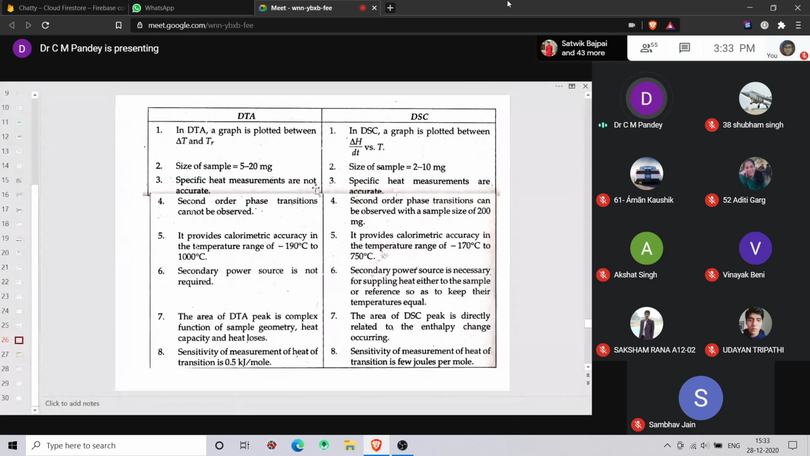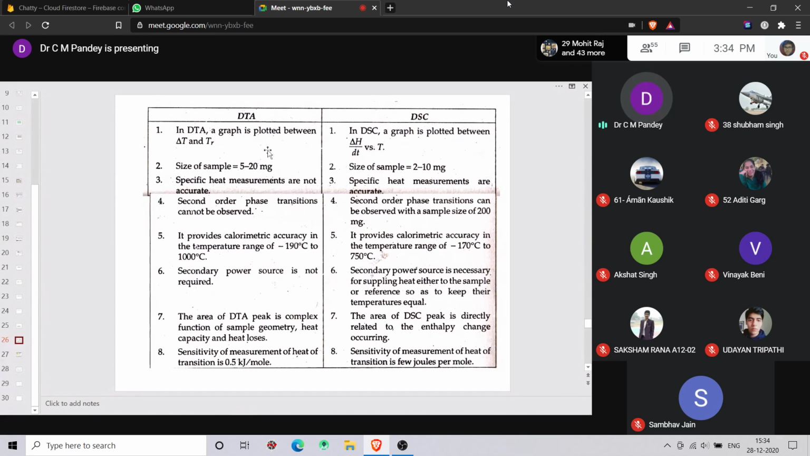Second order phase transitions cannot be observed in DTA, but in DSC you can observe the second order phase transitions. DTA provides calorimetric accuracy in the temperature range minus 190 degrees centigrade to 1000 degrees centigrade, whereas the accuracy in DSC is minus 170 degrees centigrade to 750 degrees centigrade. In DTA, a secondary power source is not required, whereas in DSC, a secondary power source is necessary for supplying heat either to the sample or reference so as to keep their temperatures equal.